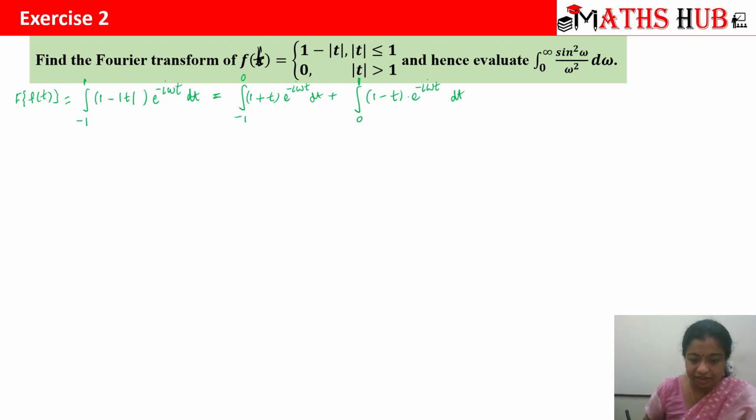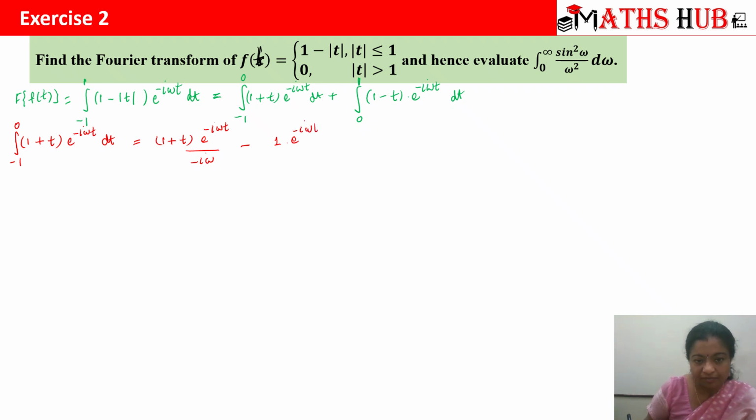Right? Let us take each integral separately and solve it. We will first integrate from minus 1 to 0, 1 plus t into e power minus i omega t dt. So this term comes out to be 1 plus t, same e power minus i omega t divided by minus i omega, minus, derivative of 1 plus t will become 1, into e power minus i omega t divided by minus i omega whole square. And then I will put the limits as minus 1 and 0.